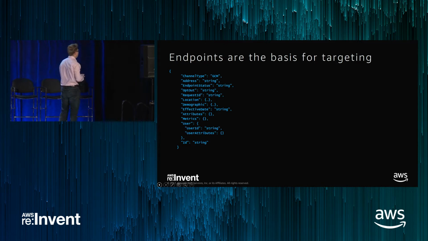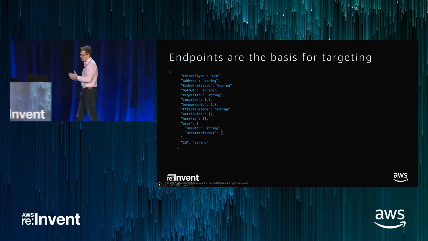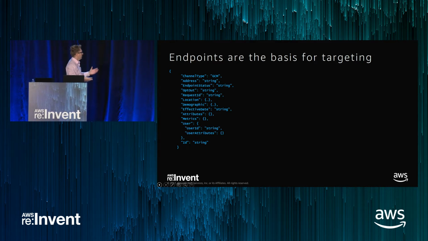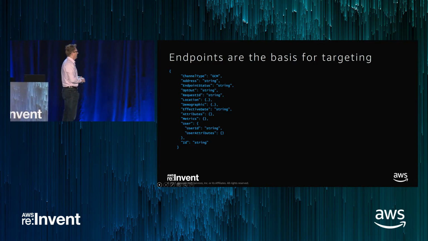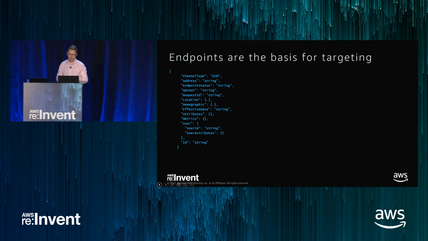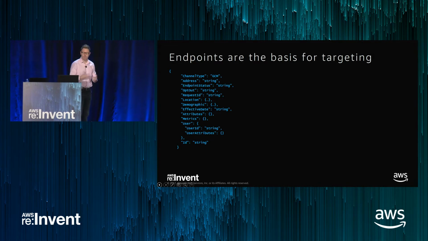So what I have up on the screen here is an endpoint for a mobile app that's GCM, so GCM FCM, so this would be an Android app. The second one is the address. In this case, for the mobile app, this would be the push token. And then we have a few other things: location, demographic, attributes, and user. Attributes and user is where this conversation is going. Attributes are where I can set attributes using my imagination, and then user attributes are the ones that I can actually propagate across devices.